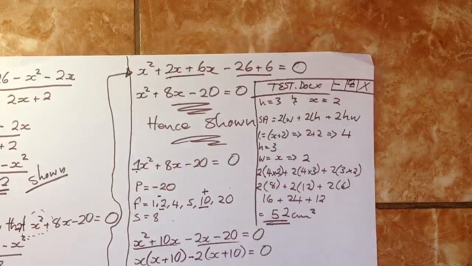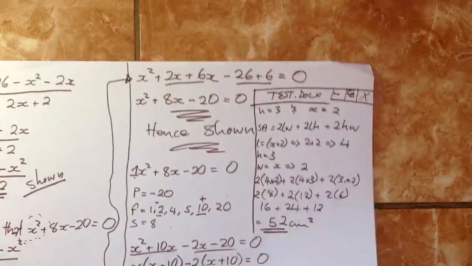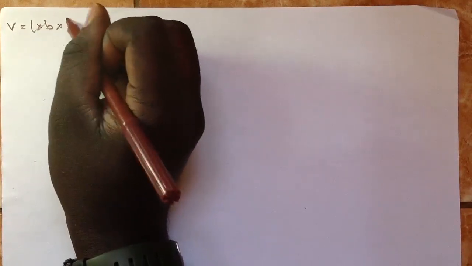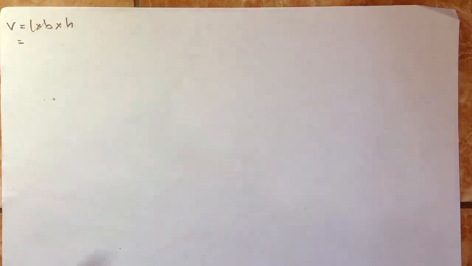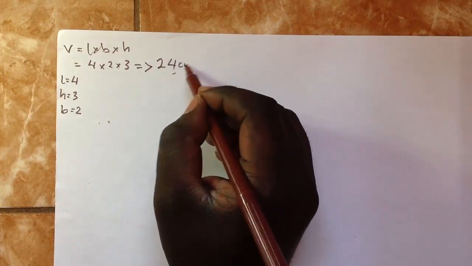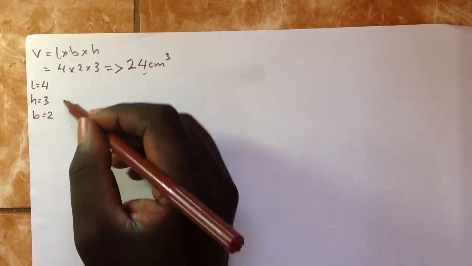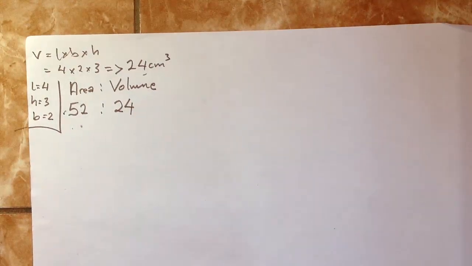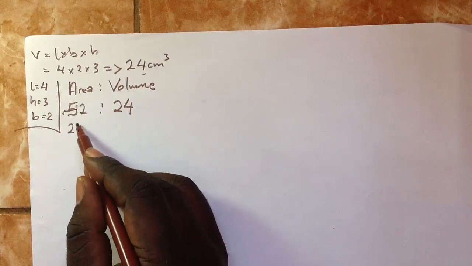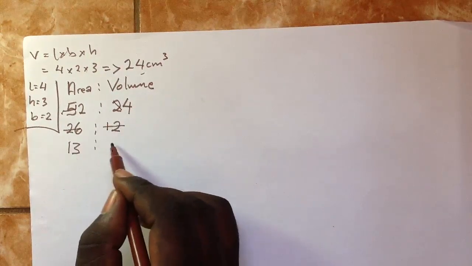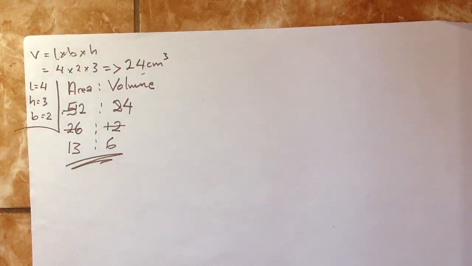Okay, now that we know we're using x as 2, we can also begin to find the volume. The formula for finding volume is simply length times breadth times height. So this is 4 times 2 times 3, which will give us 24 cubic centimeters. So we now begin to find the surface area to volume ratio, which is simply 52 to 24. And in its lowest terms, if we divide by 2, we get 26 to 12. Dividing by 2 again, we get 13 to 6 as the ratio.